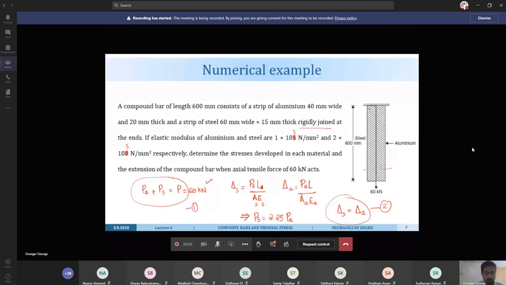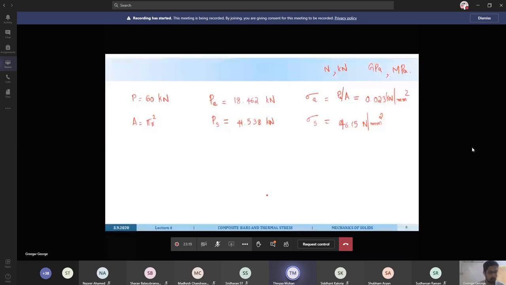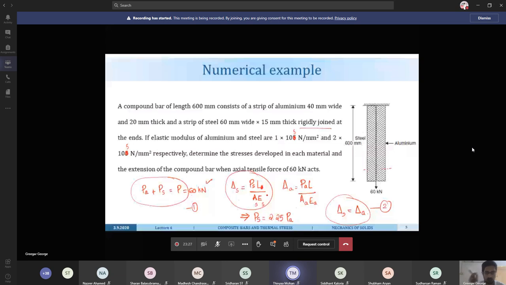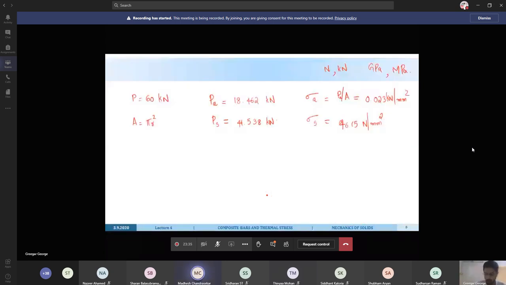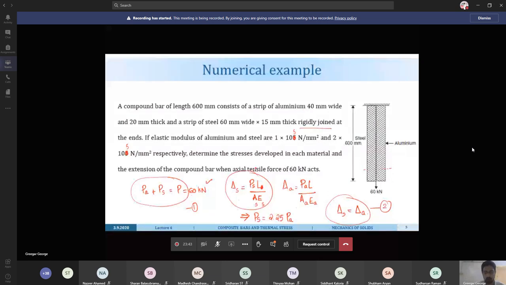And what will be the elongation? That is the extension of the compound bar when an axial tensile force of 60 kilonewton acts. Basically, you need to find this expression, one of these expressions, that I am leaving to you. I hope you can finish it. Can someone tell the answer? Is it 65? No, it's not 65. Sir, 0.138 millimeter. Yes, that is 0.138 millimeter. You just need to put these values back into this equation, any one of these equations, because we are assuming delta S is equal to delta A.